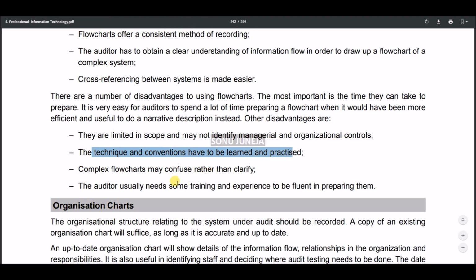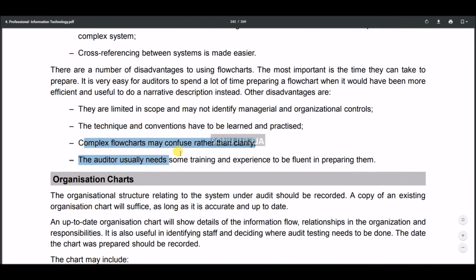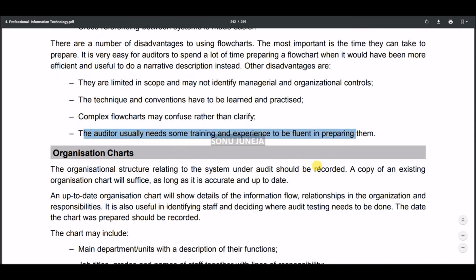So anyone cannot just start preparing the flowchart. Complex flowcharts may confuse rather than clarify. Auditors usually need some training and experience to be fluent in preparing them.